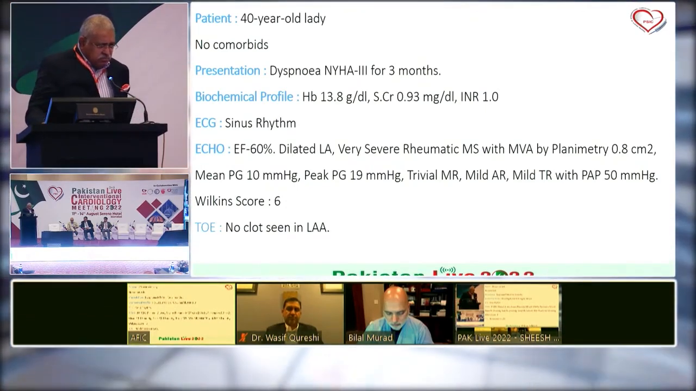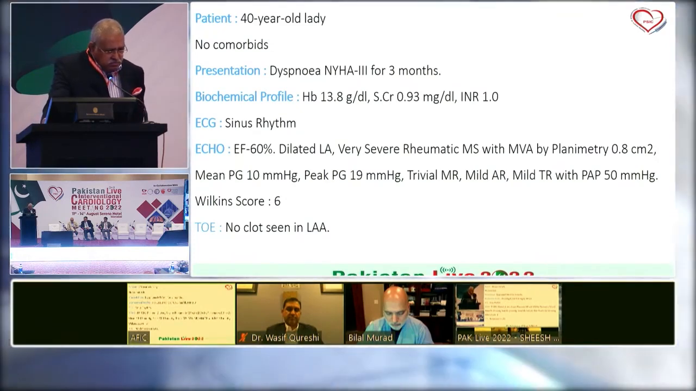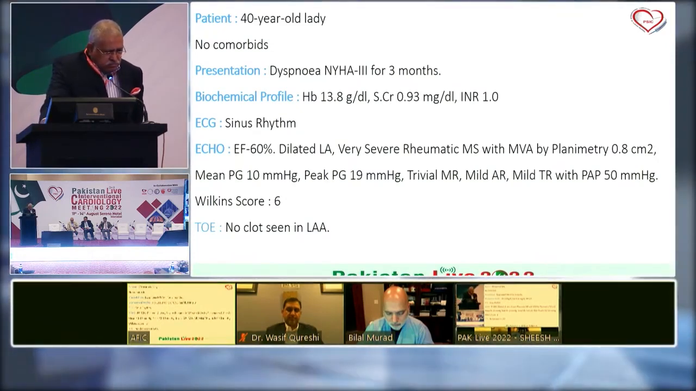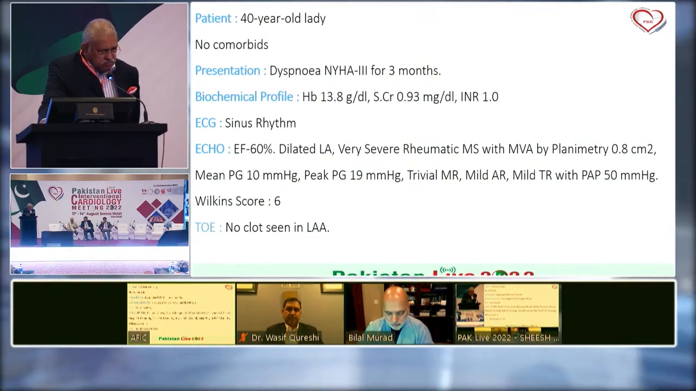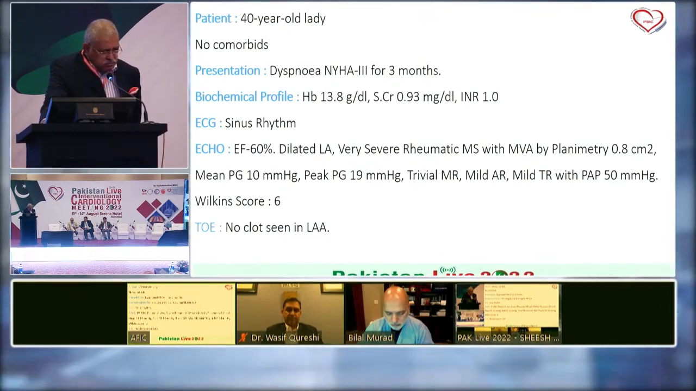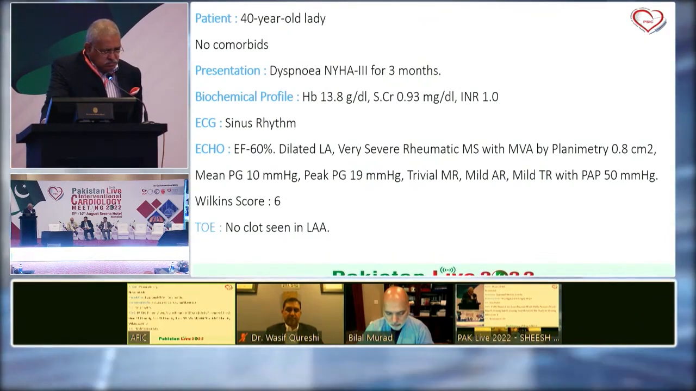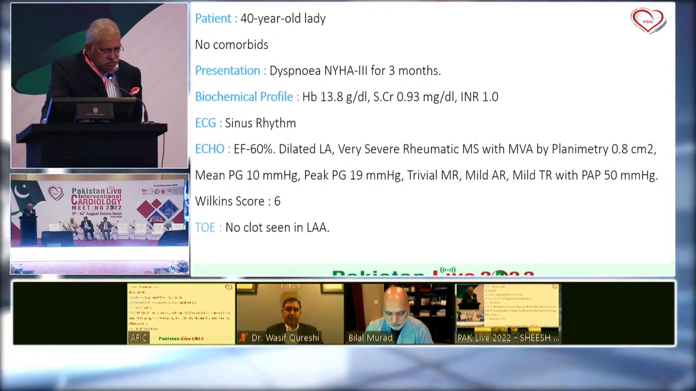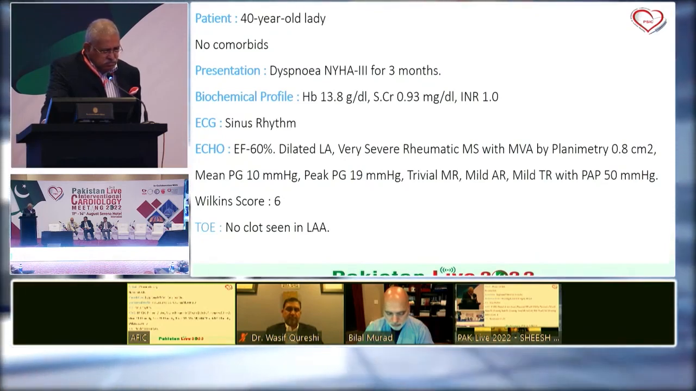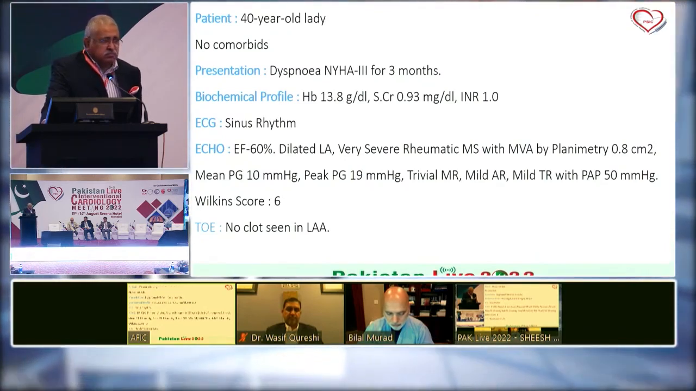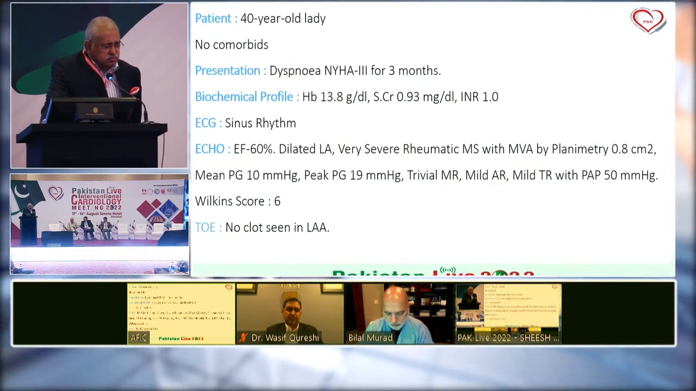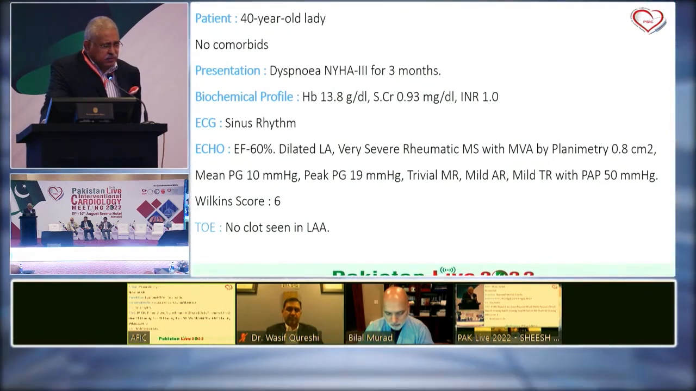I'm not sure why the score was 6, because the valve was pretty pliable and it was 0.8, there was no MR. But she was quite breathless. I wish we could show you some pictures of the echocardiogram, because I think the safety of the procedure lies in the assessment before you go in. You've got to make sure that the valve is right and it's pliable.